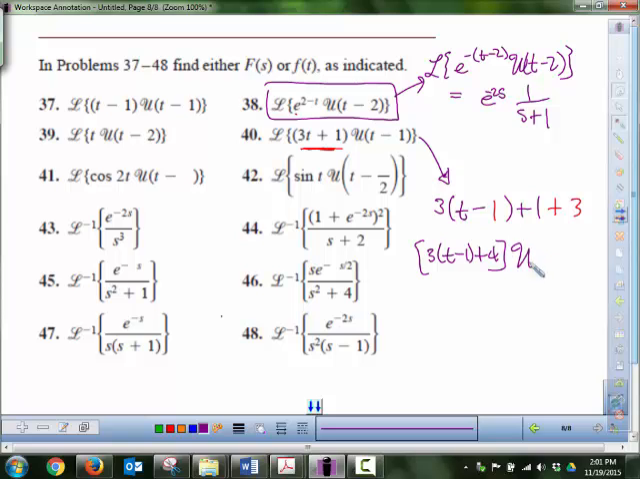My u's are starting to get sloppy. So u of t minus 1 is what you have here. You're trying to find the transform of this. So for this, I might be interested in splitting this up: 3 times t minus 1 times u of t minus 1, plus 4 times u of t minus 1. So now I have the transform of something shifted by t minus 1. So what's the transform of that? I have a 3, and then what's the transform of just t? Remember what the transform of t is?